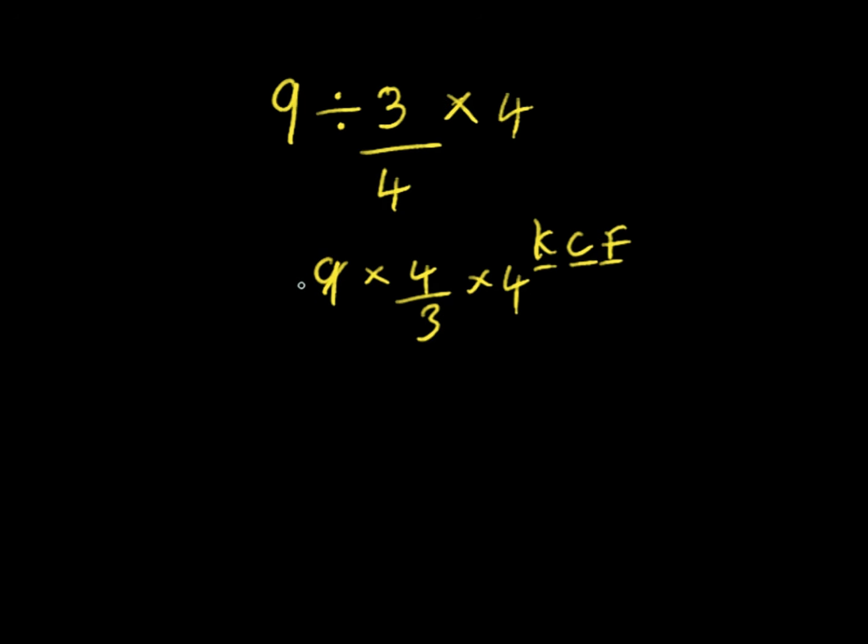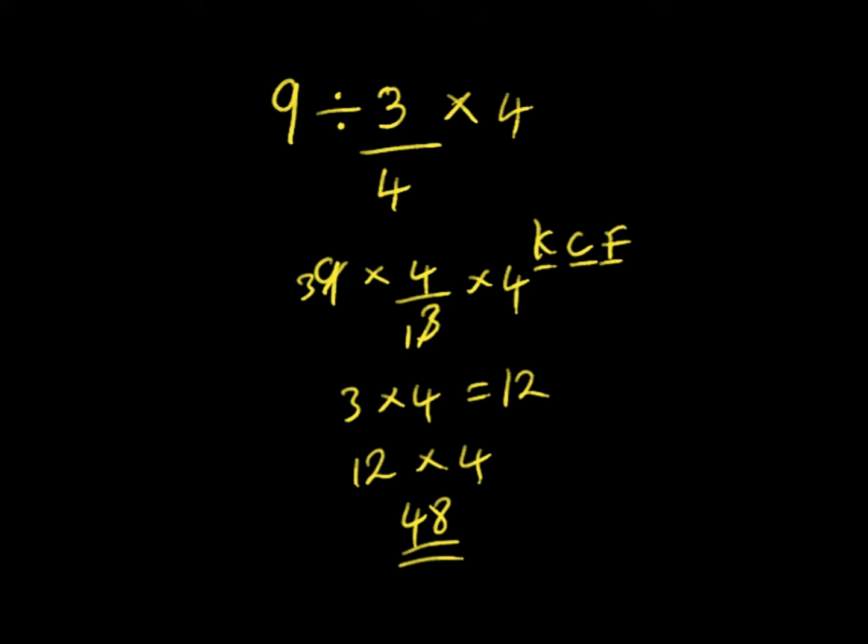3 into here will give us 3. 3 into here will give us 1. So we have 3 times 4 will give us 12. So we have 12 times 4. 12 times 4 is 48. 48 is the right answer to this expression.